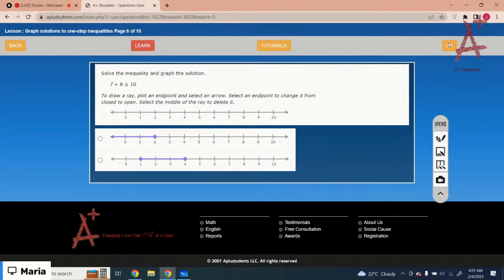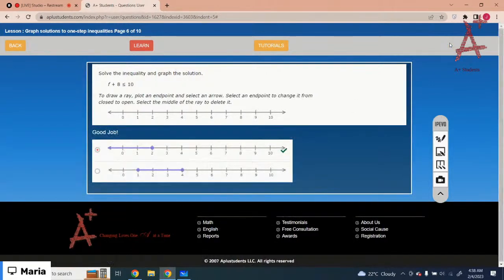X is less than or equal to 2. So that means x can be 2. And you have all the values less than 2. So on the graph it would be pointing to the left side. Got it? So option number 1 is the correct option. So just select the correct option, then click on the OK button.